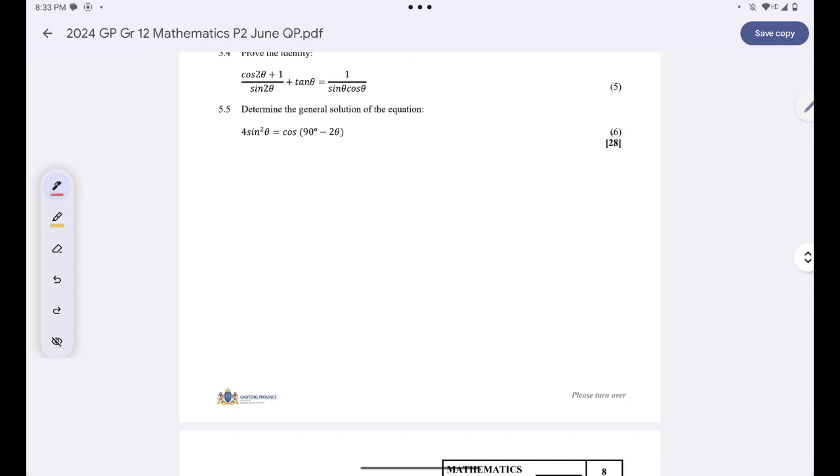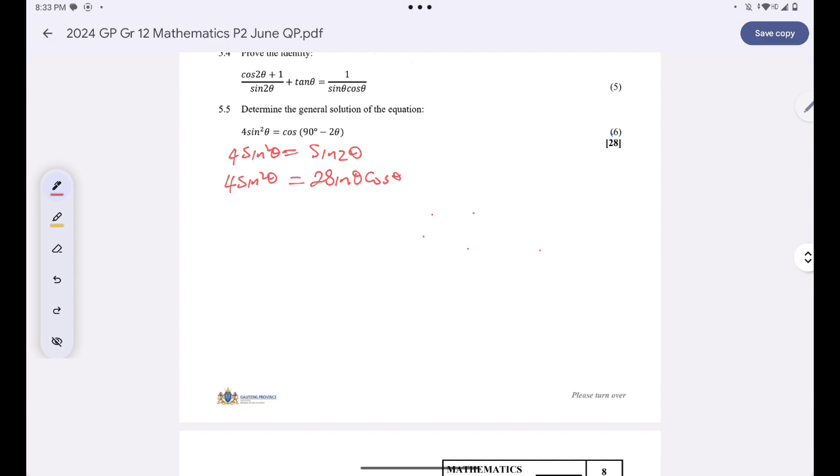Okay, the general solution. I have 4 sine squared theta equal to sine 2 theta together. Whenever I see 90 minus, I must change to the co-ratio, and 90 minus is in the first quadrant, so everything is positive there. I'll just write sine 2 theta. Then I'll have 4 sine squared theta is equal to 2 sine theta cos theta.